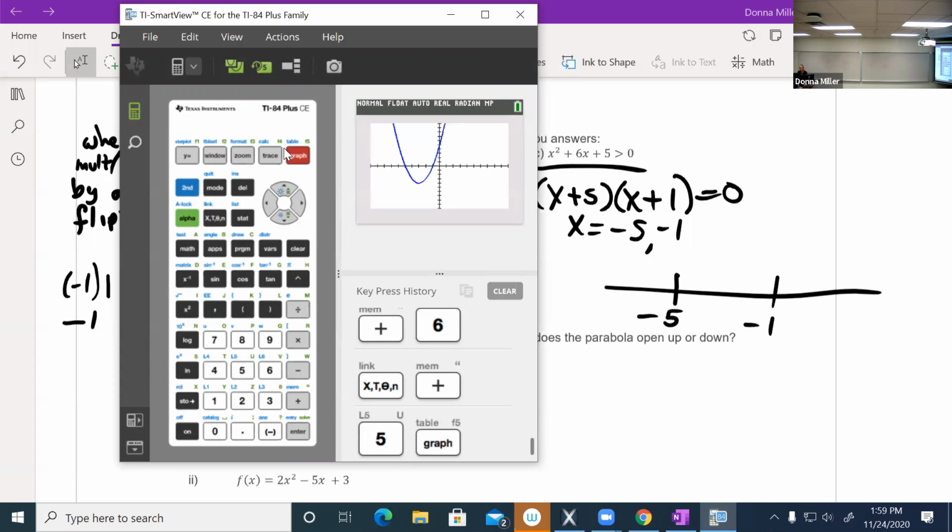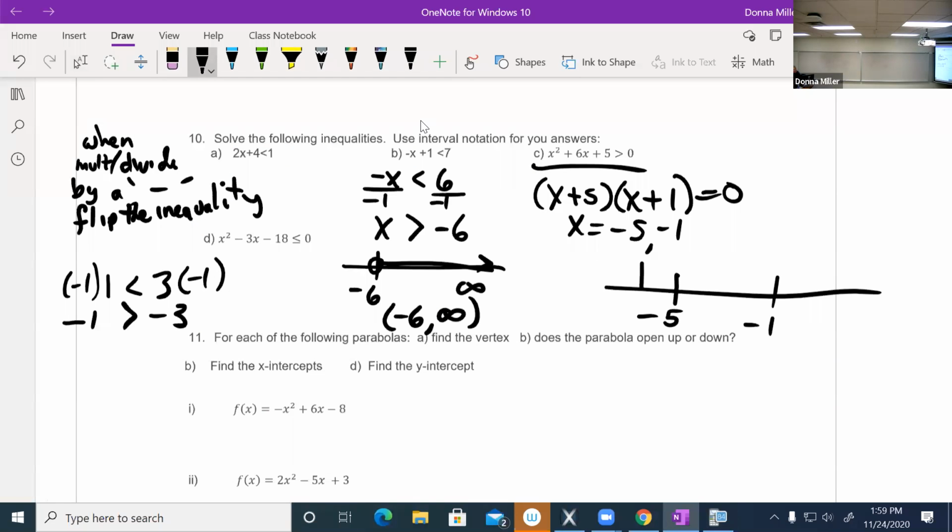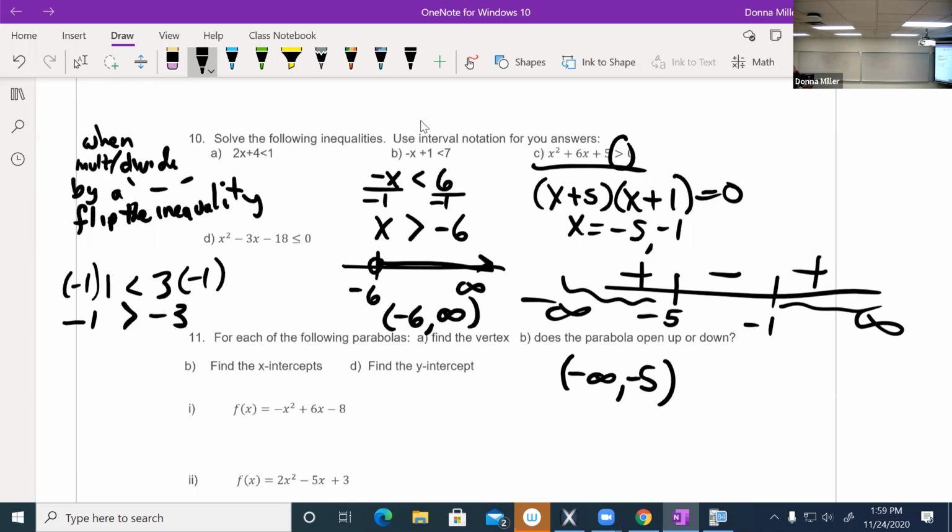Graph. All right, so you can see where it's above the x-axis, it's positive. So not between negative 5 and negative 1, but out here, it's positive there, and it's negative there, right? So if I want where it's greater than 0, you're going to have 2 intervals, right? So you're going to go from negative infinity to negative 5. I'm using the round bracket because it's strictly greater than here. And from negative 1 to infinity, okay? Is that all right?